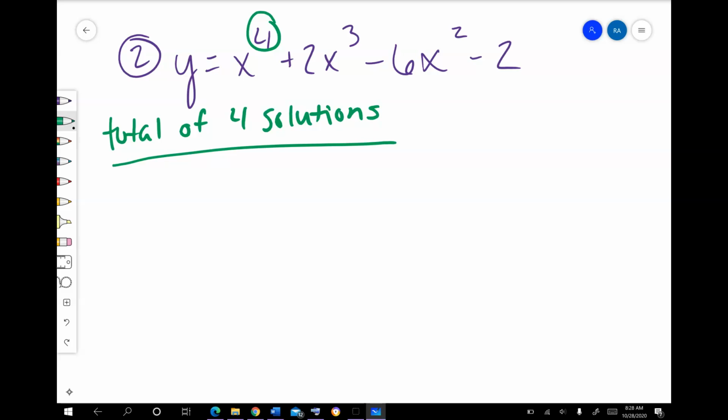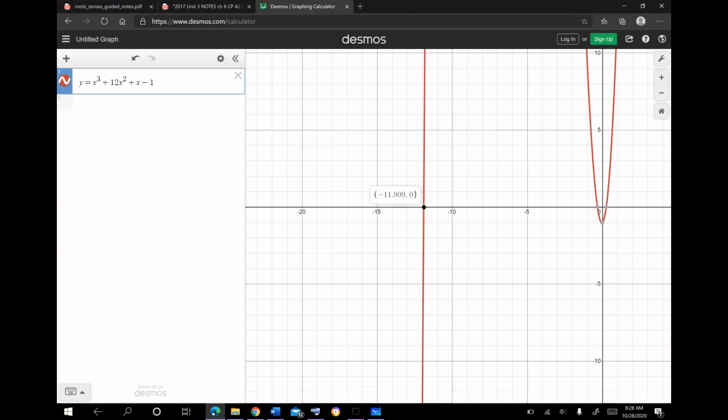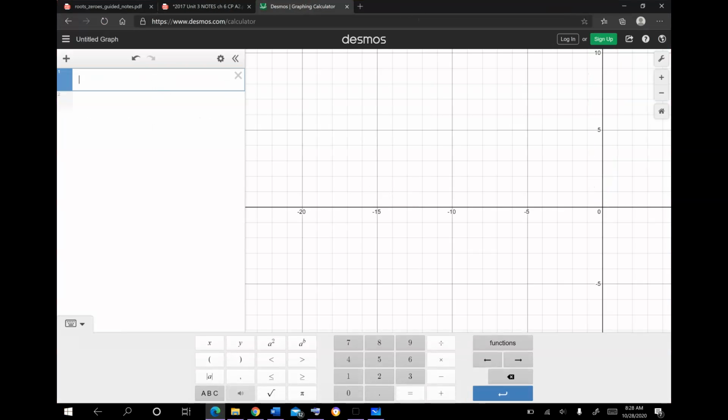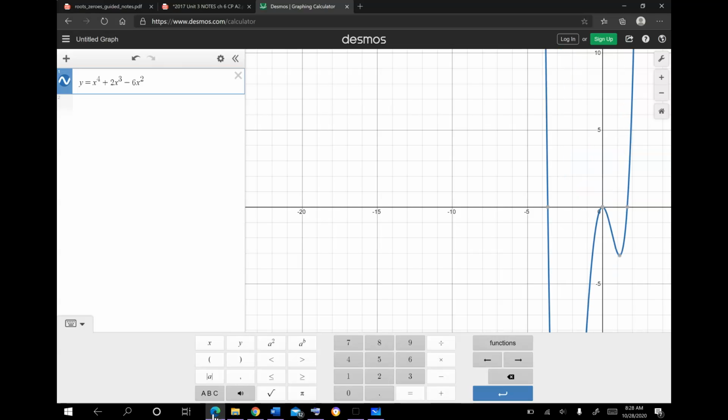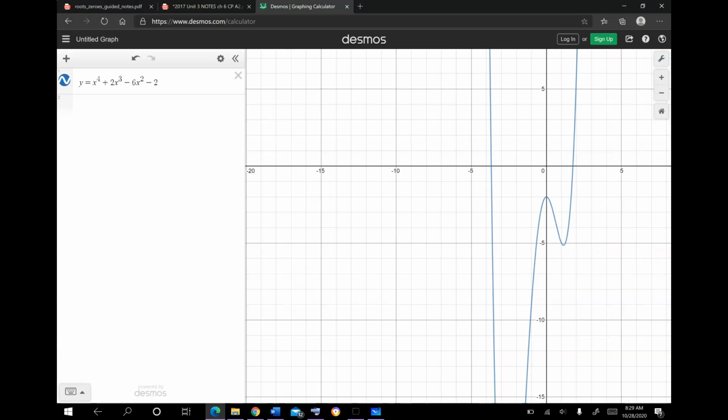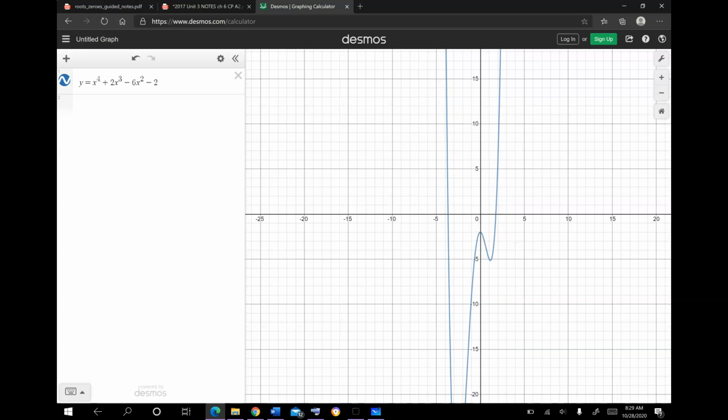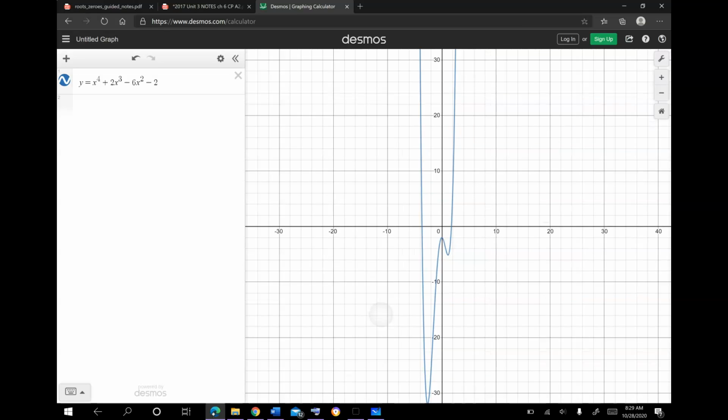So first we go to Desmos and we find our real solutions, okay? So we're going to go to Desmos, all right? Exit this one out. It's going to be y equals x to the fourth plus 2x cubed minus 6x squared minus 2. Okay? All right. So I should have 4 solutions here. So let's zoom out and see if we got any stragglers.